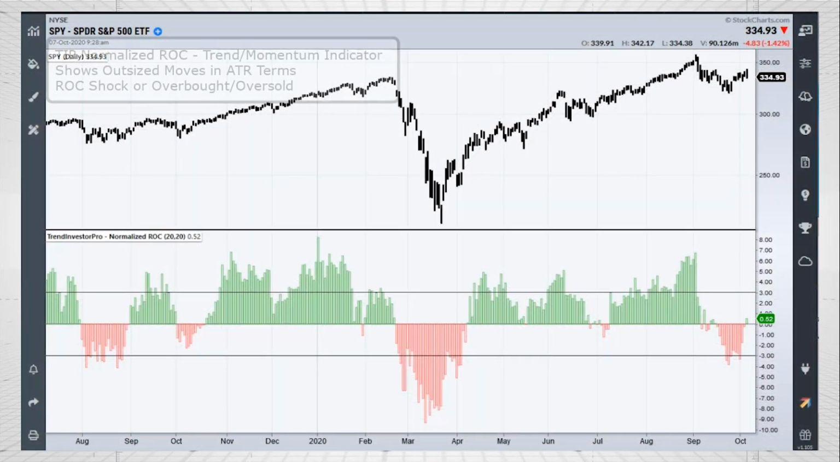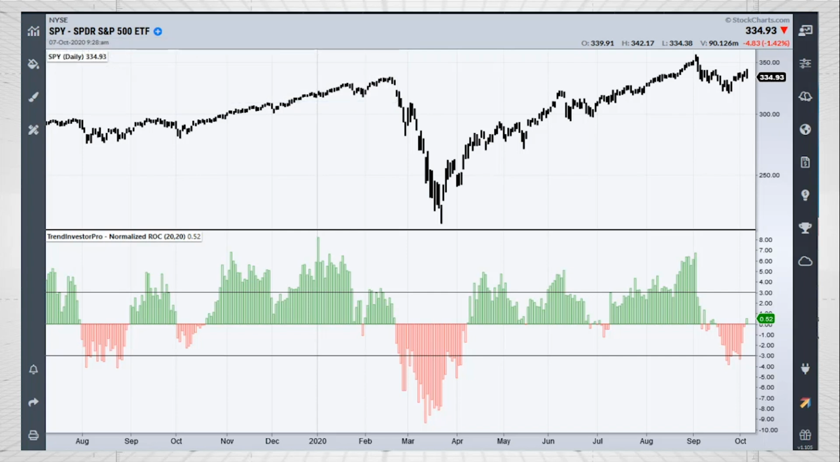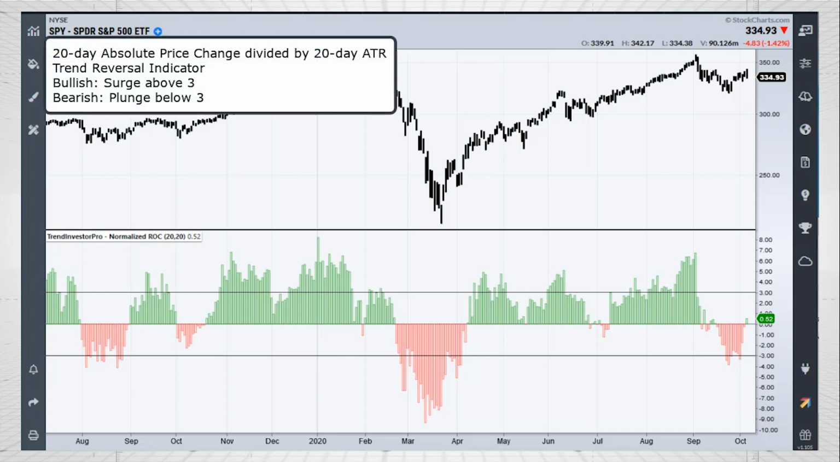Next up, we have normalized ROC, rate of change. And this is a trend momentum indicator. It can be used both ways. And you say, well, how can that be? Well, I'll show you. But what the normalized ROC does is it measures the absolute rate of change. So the price change over a 20 or 5-day period you can choose, and it divides it by ATR 20 or ATR 5 you can choose.